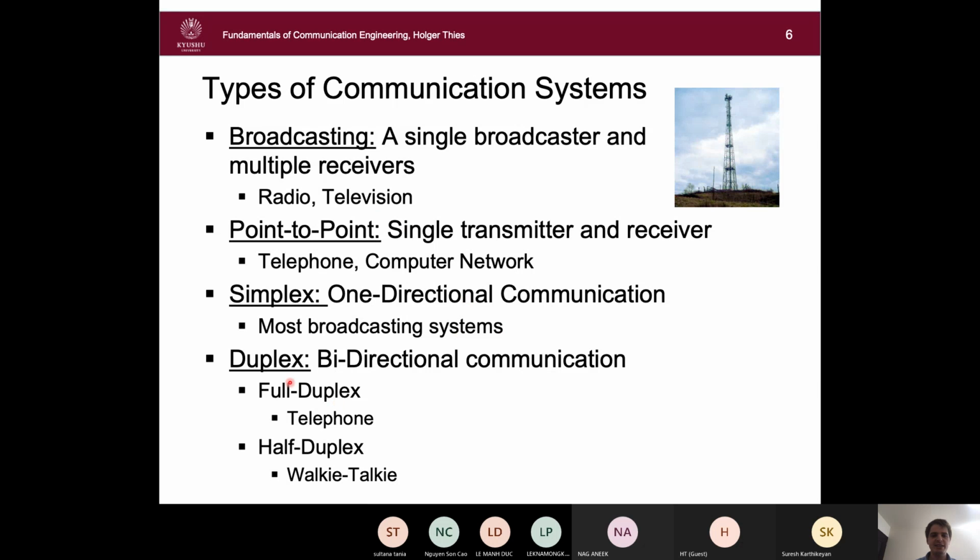And there are duplex systems, which allow bidirectional communication. That means you have communication in both directions. So you can send a message, and then the receiver can also send a message to the one who sent the message. And there's a further classification of duplex systems. You can classify them into full duplex systems, like a telephone, where both people can speak at the same time.